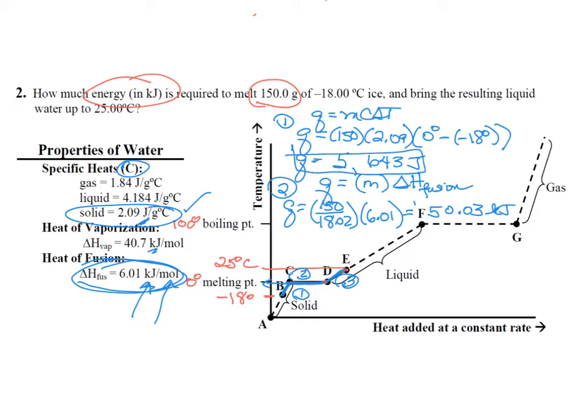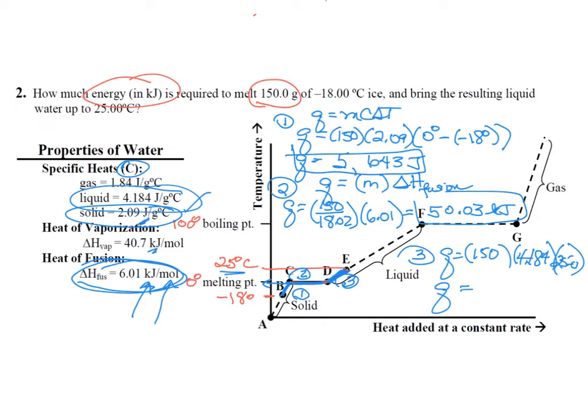Before we add all these together, we're going to have to make sure the units match. Calculation number 3, which is raising the temperature again from D to E, that segment, is Q = mcΔT. So mass hasn't changed. It's still 150 grams. Specific heat capacity for liquid water, we're in the liquid phase now, is 4.184. And the temperature change: final temperature for this segment is 25, initial temperature for this segment is 0. That makes our life easy.